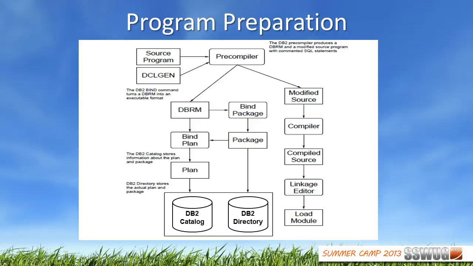The DBRM then goes through the process of binding, either into a package, or prior to version 10, directly into a plan. The package would then be bound into a plan if you did that, and both of them then get stored in DB2. Whenever the program needs to be executed, the package and plan get loaded into the EDM pool. We'll talk about that later, in order for it to run.